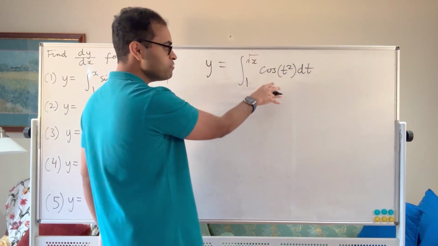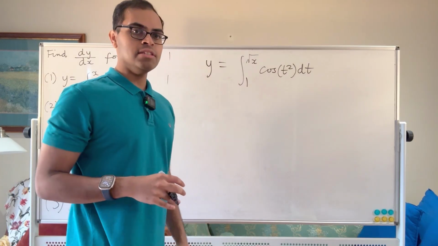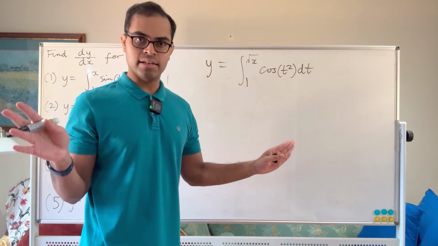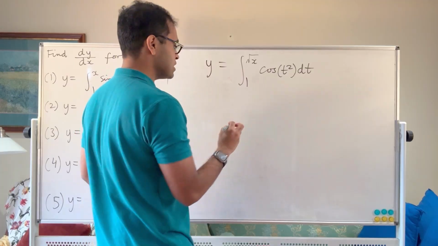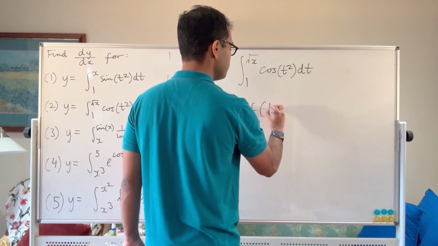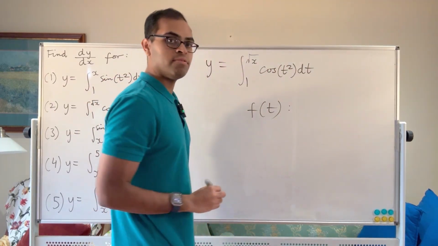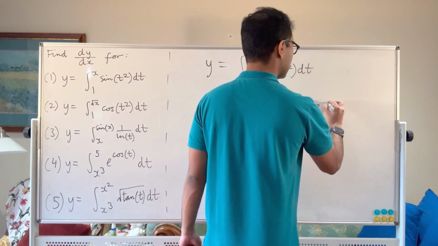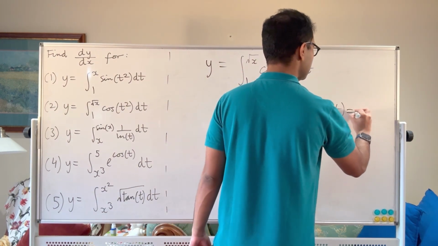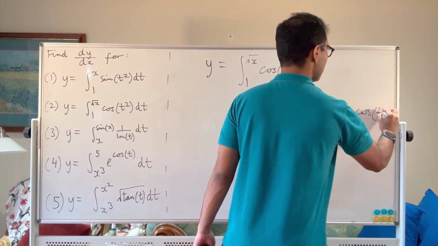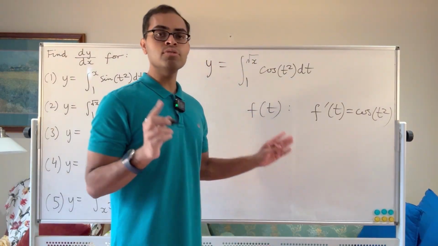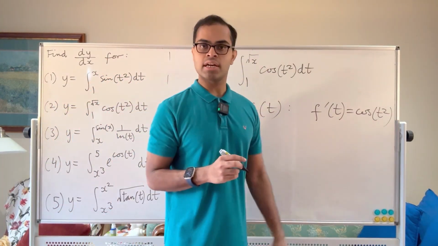Again, we cannot find the antiderivative of cosine t squared explicitly, but it doesn't matter, even if we could. We're going to call it something. So we're going to assume that let f of t be the antiderivative of cosine of t squared, so that in this case what that means is just the derivative of f of t is cosine of t squared. Okay, we don't know anything about f, we don't have to, except that its derivative is cosine t squared.